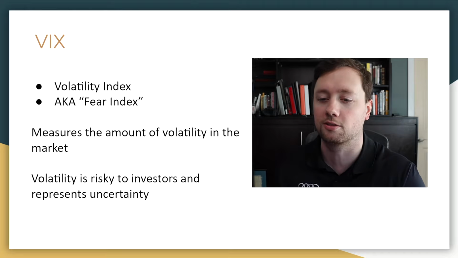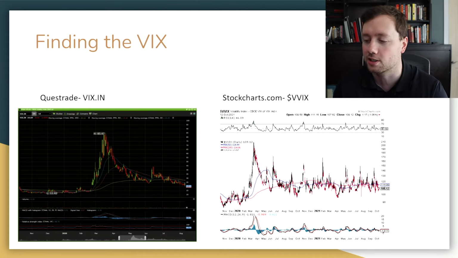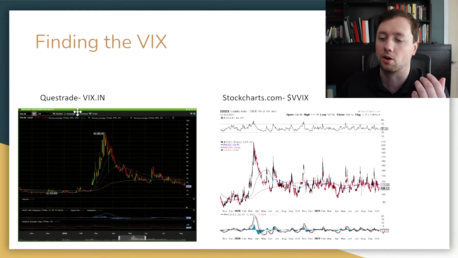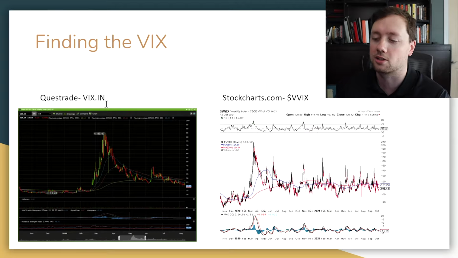Now, how do you look at the VIX and how do you find it? Well, it's fairly simple. It is a chart very similar to a regular stock chart. You can look it up with a ticker symbol. And so on Questrade, it is VIX.IN. On stockcharts.com, it is VVIX. And if you just type in VIX into almost any platform, you should be able to find it no problem.